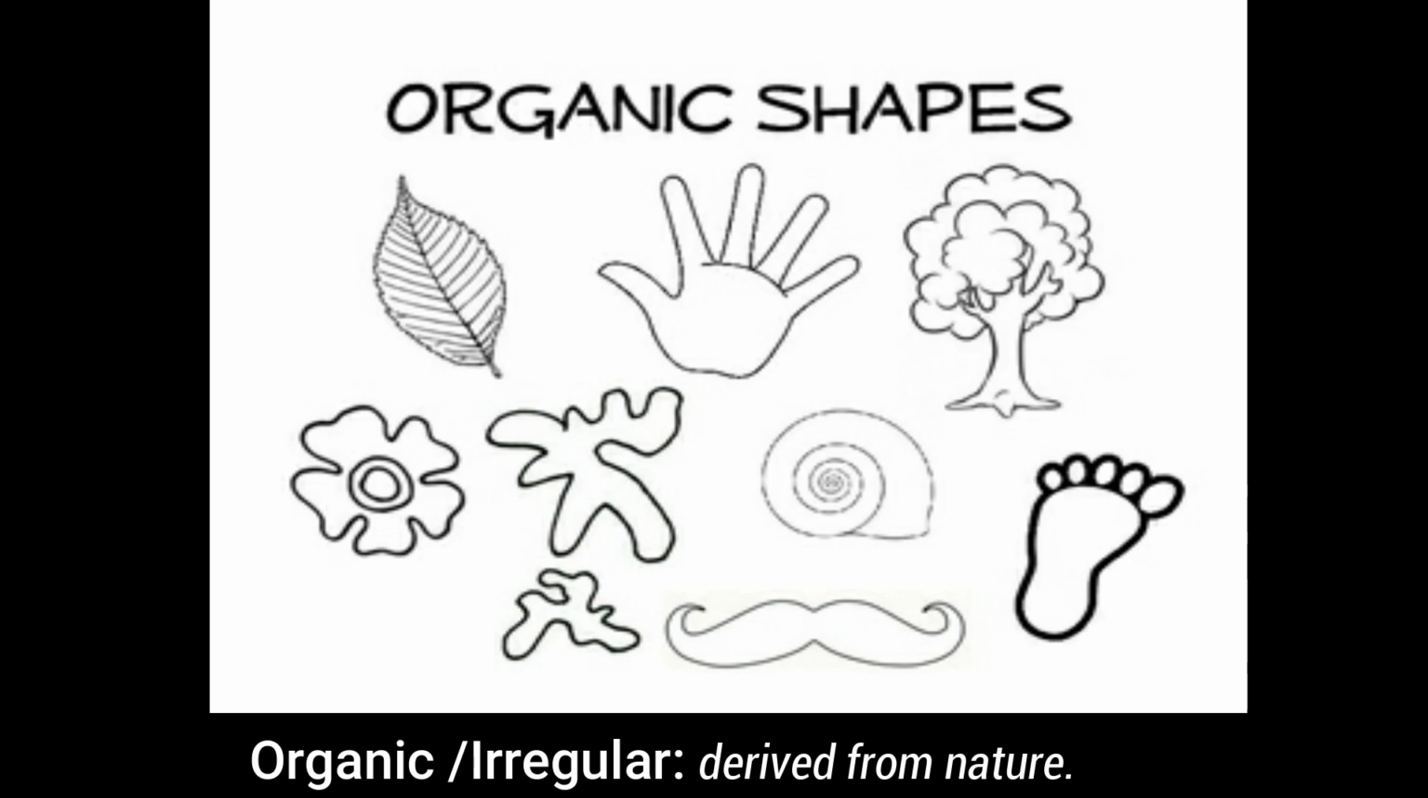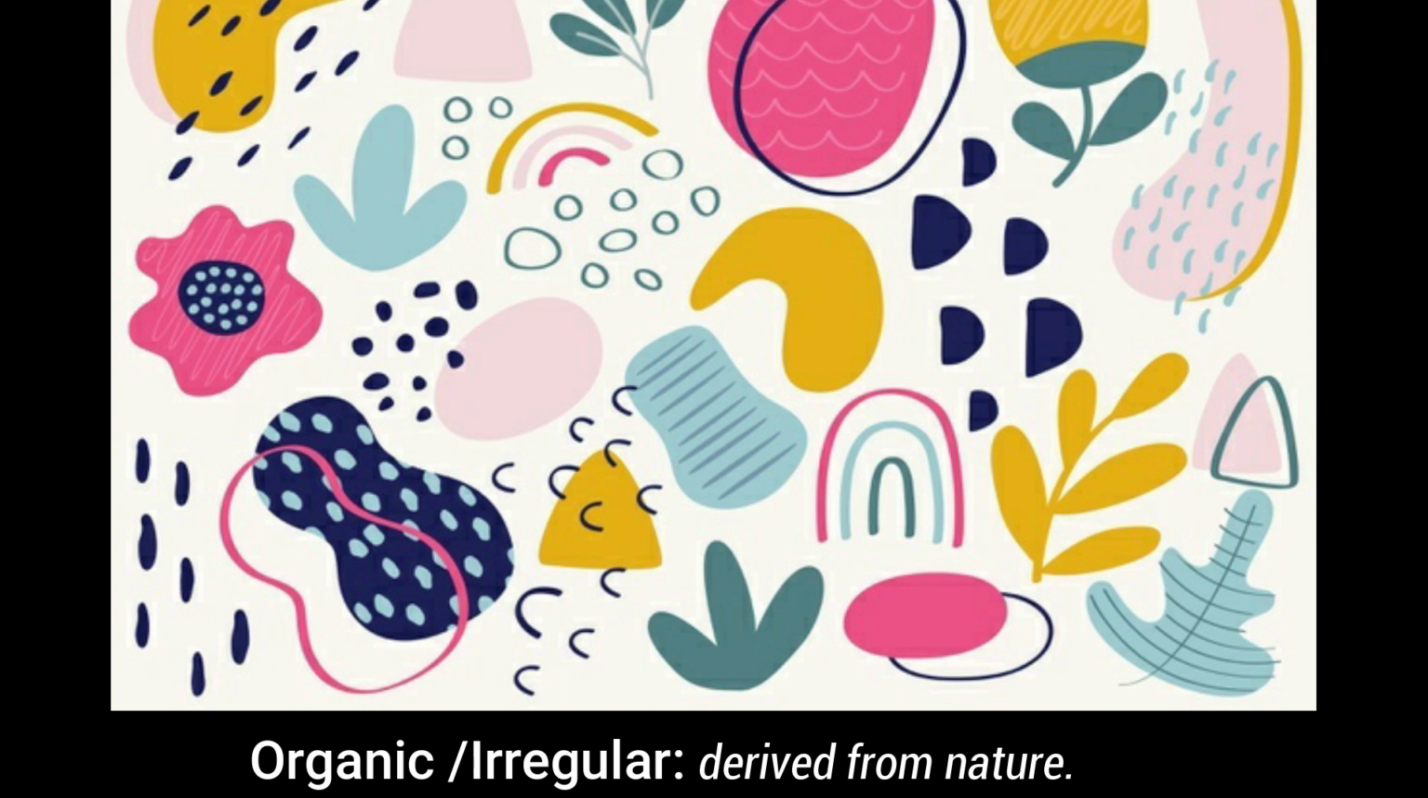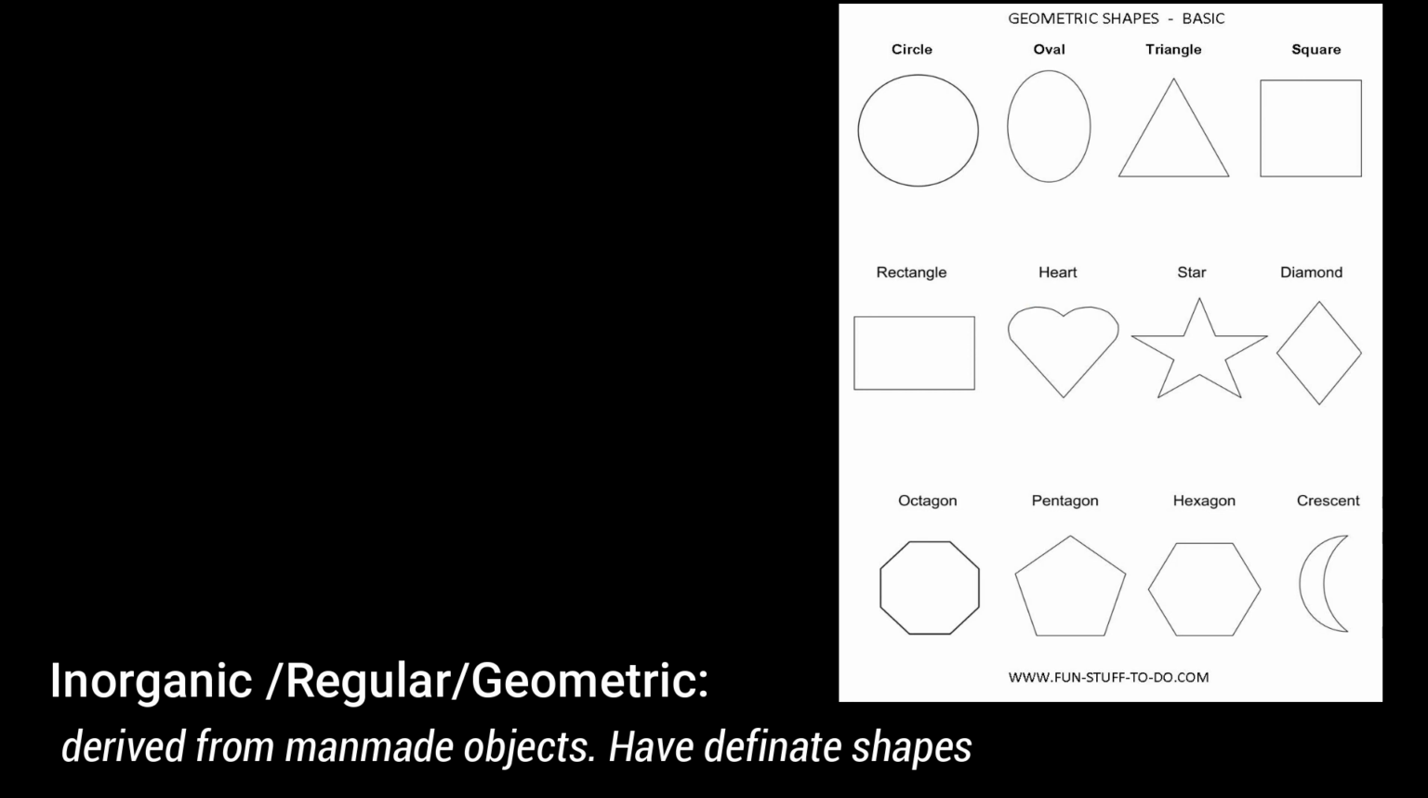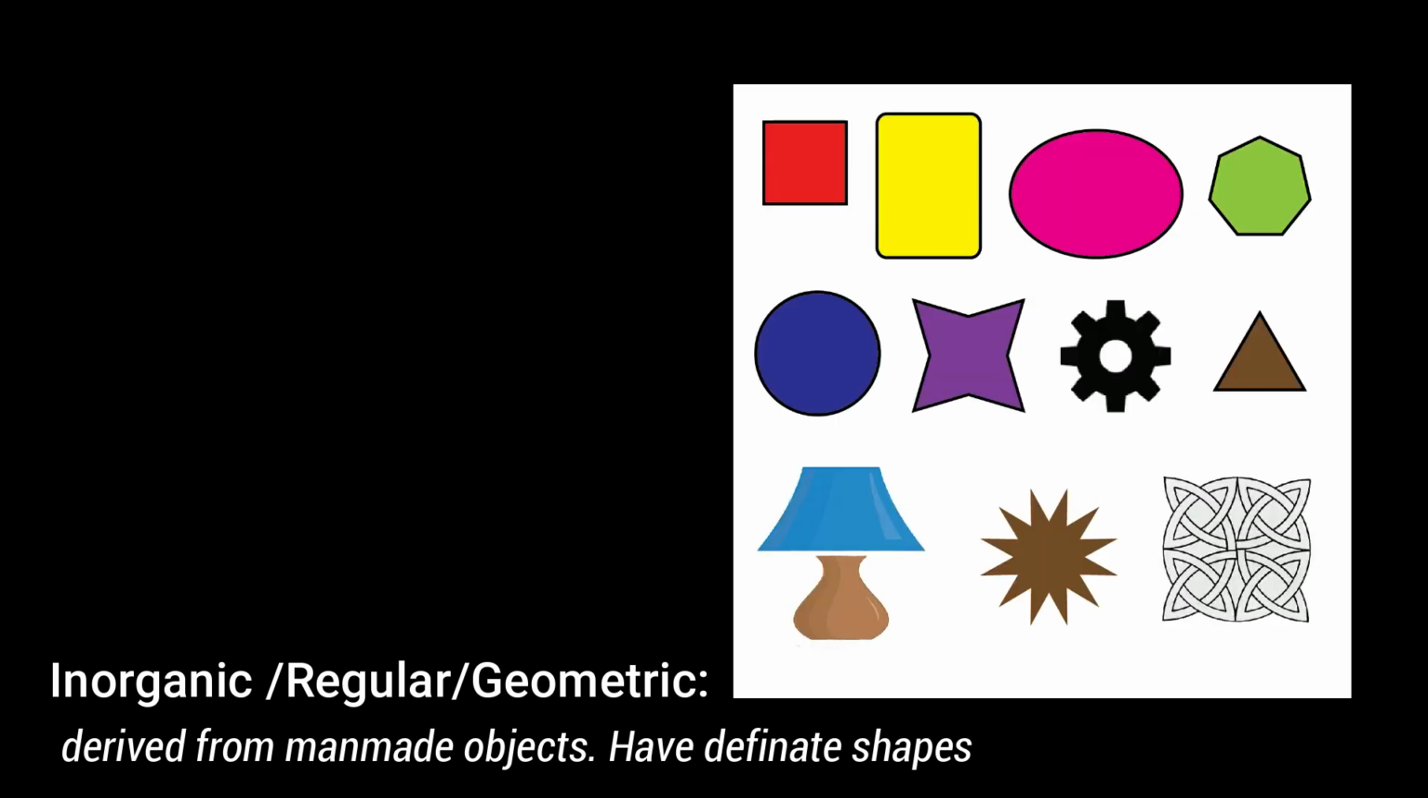Shape is the second element, and it is a well-defined area with boundaries, and there are two main types of shape: irregular or organic shapes, which are shapes derived from nature. They have no definite shape. Regular, also known as inorganic or geometric shapes, are derived from man-made objects. They have a definite shape like a circle or a rectangle, and they may be constructed using construction tools like rulers, unlike the irregular or organic shapes.